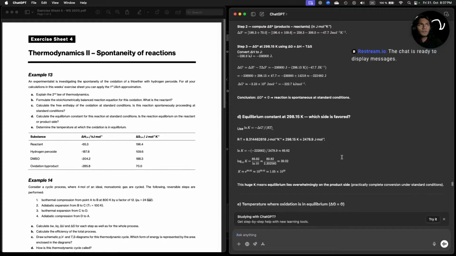Calculate the free energy. Why would you use that type of words, brother? Kilojoule per mole. 196.4.